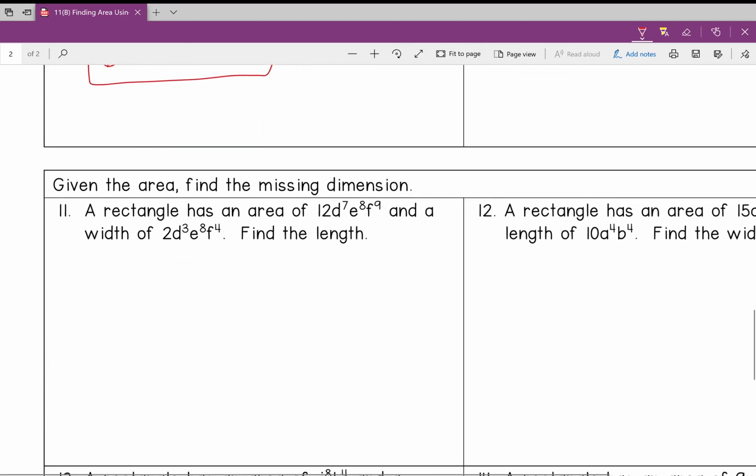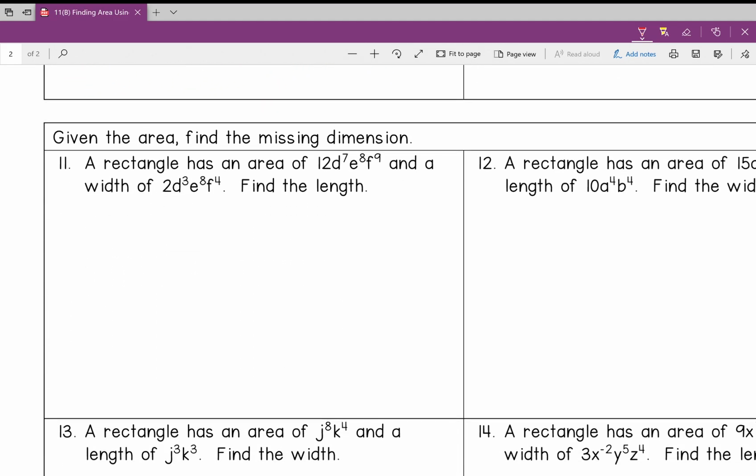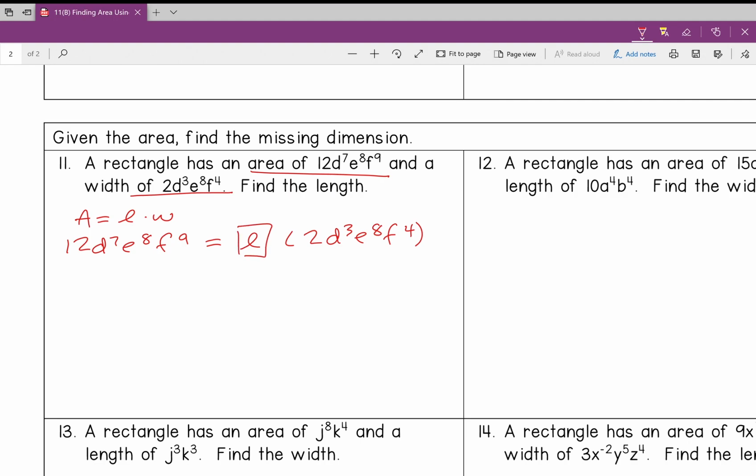So let's look at number 11. Number 11 says, given the area, find the missing dimension. So remember that area is equal to length times width. So it says a rectangle has an area of this. So this is 12 d to the 7, e to the 8, f to the 9 equals, and a width of this. So we don't know length. So L times 2 d to the 3 e to the 8 f to the 4. So in order to get this L right here all by itself, I'm going to have to divide both sides by that width. So that means it cancels over here, and then I'm left with this over here.